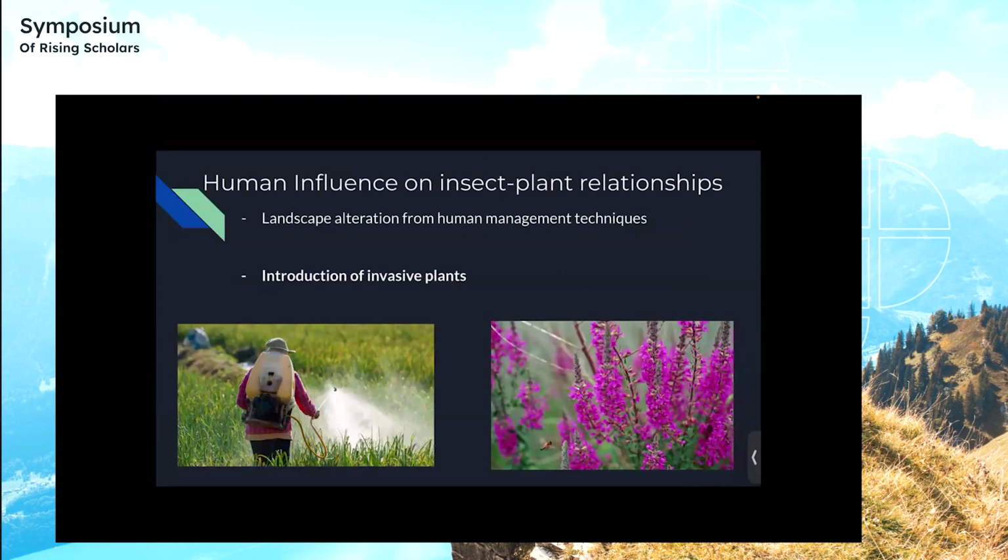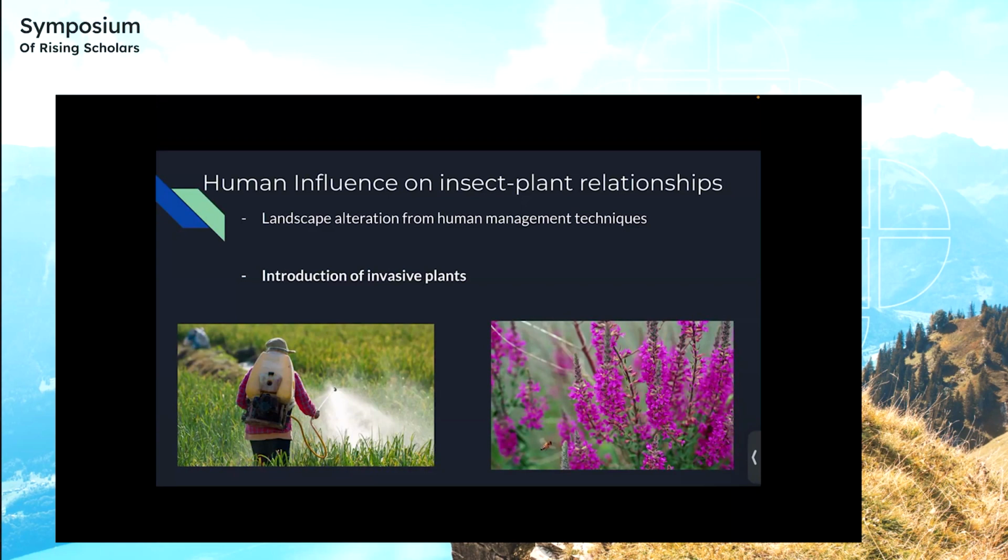Next, I want to talk about how, unfortunately, human influence often disrupts the relationships between plants and insects. A pertinent anthropogenic influence is landscape alteration. Whether through forest fires, deforestation, or simply pesticide use, humans alter landscapes drastically in a plethora of different ways. However, the influence of human management techniques on the relationship between insects and plants is not really that known. The primary anthropogenic influence my research focuses on is the introduction of invasive plant species to ecosystems.